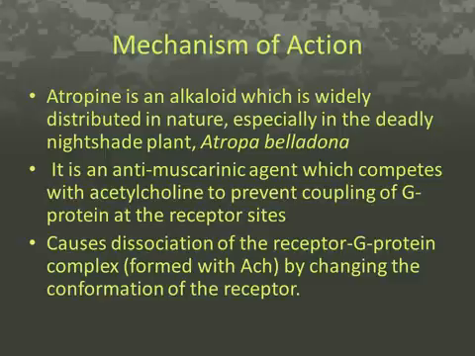Atropine is an alkaloid, which is widely distributed in nature. It is found especially in the nightshade plant, Atropa belladonna. This drug is an anti-muscarinic agent. That means that it acts as a competitive antagonist on muscarinic receptors. It competes with acetylcholine to prevent coupling of G protein at the receptor sites on these receptors. Atropine causes dissociation of the G protein complex by changing the conformation of the receptor.